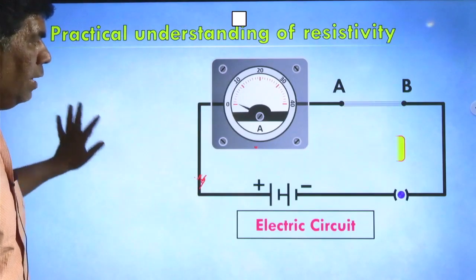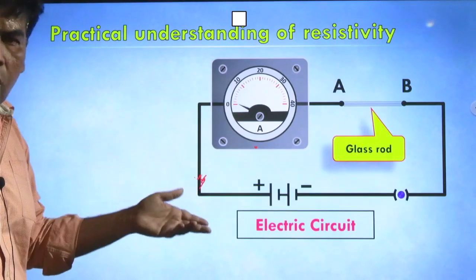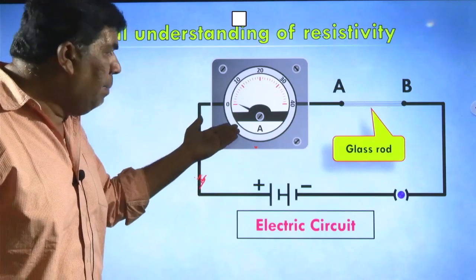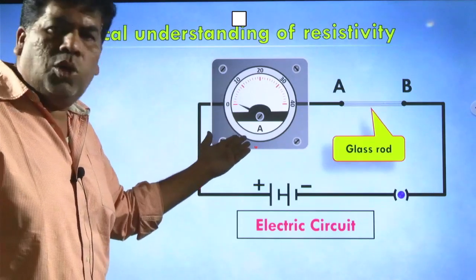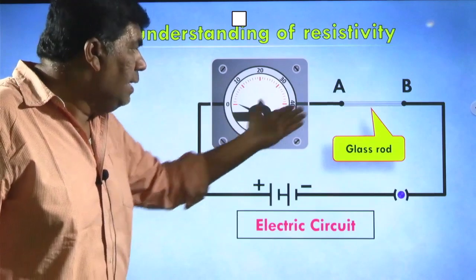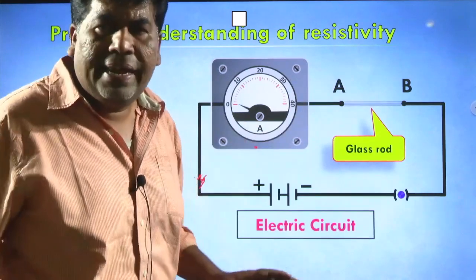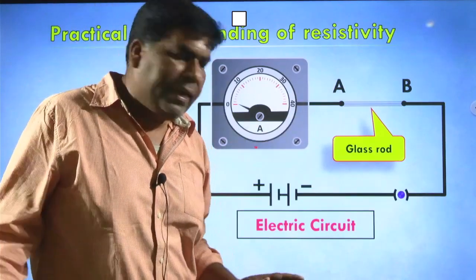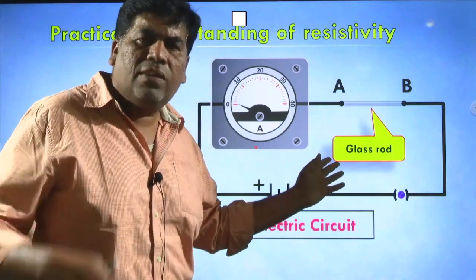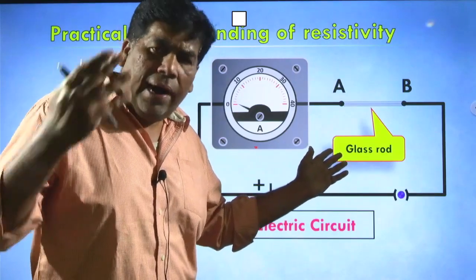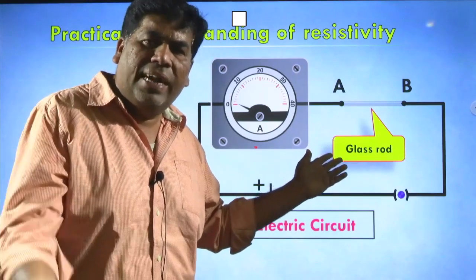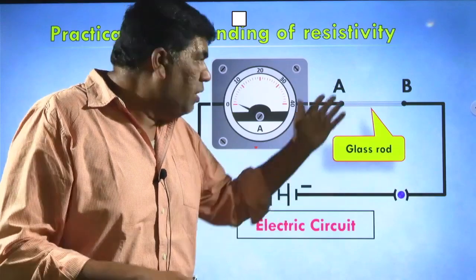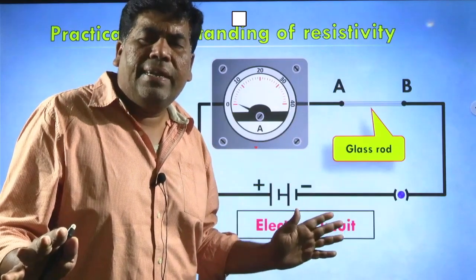Suppose it is replaced by a glass rod. Now see the ammeter, children, the current reading it is showing is 0. Means it acts like an insulator. It is not a conductor. This glass rod offers more resistance, or in turn we can call it an insulator, not a conductor, which doesn't allow the current. It is called an insulator.